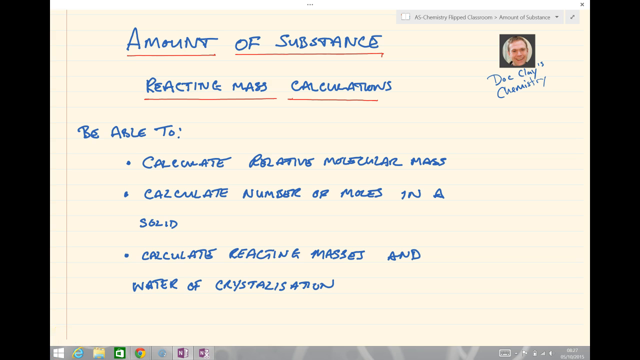Just a recap there then of what we've looked through. We've looked at calculating the relative molecular mass, calculating the number of moles in a solid, and then we've used these ideas to calculate the reacting masses and also the water of crystallization.